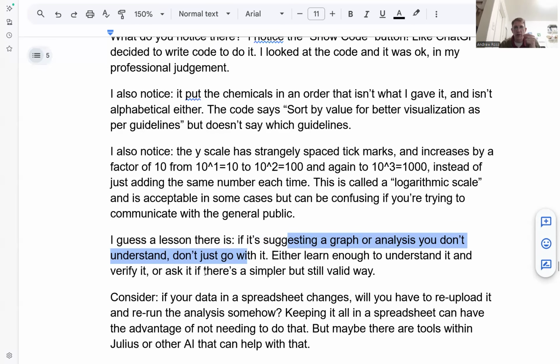Also, think about what if the data in your spreadsheet changes? Will you have to re-upload it to AI? Or can you learn what you saw in AI and redo that in the spreadsheet? So then if the data in the spreadsheet changes, the graph will change. Some AI tools might have a way where you can like save the analysis methods and just upload the new data set and maybe it'll refresh. I think Julius has something like that, but I haven't really played around with it.